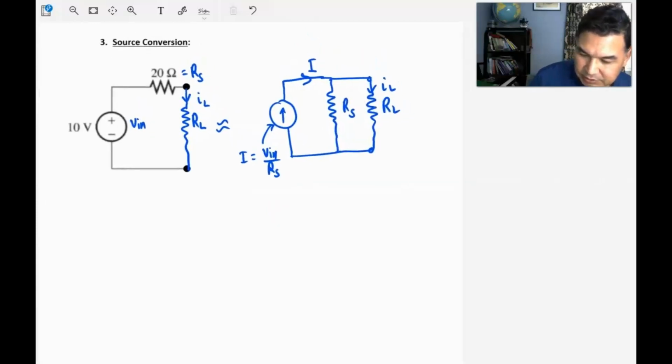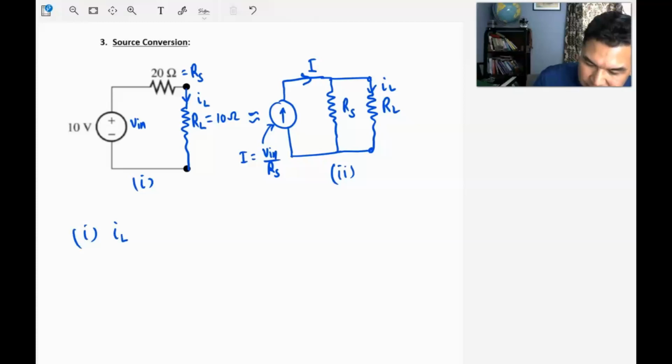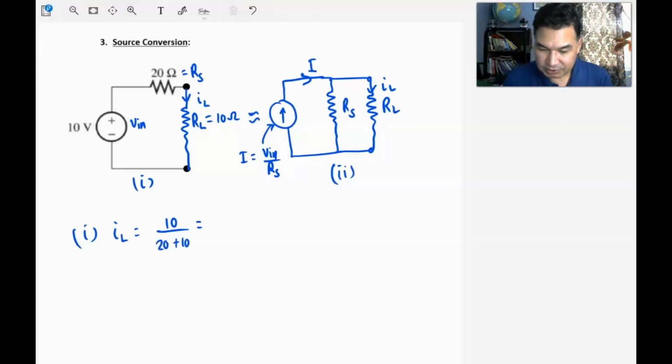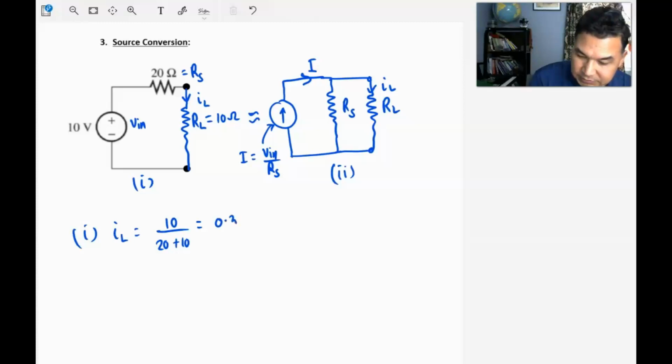In both cases, let's say this is figure number 1, figure number 2. For figure number 1, what is the load current? Let's make the load resistance 10 ohms, just some random number. The load current using the voltage source in series with 20 ohms is 10 volts divided by 20 plus 10, so that's 1/3, which is 333 milliamps of current.